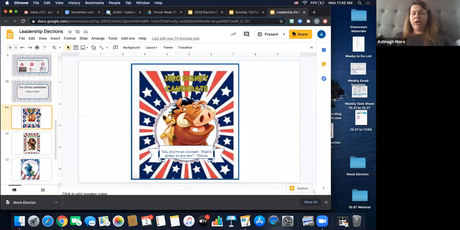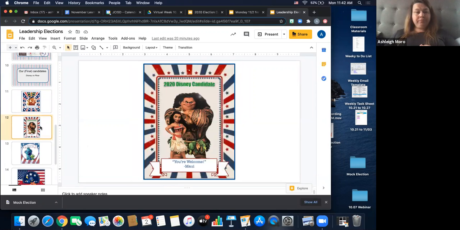We have our 2020 Disney candidate, Timon and Pumbaa, with a motto of, you're an outcast, that's great, so are we. So they're one group that's running for leadership. We have another 2020 Disney candidate for Moana and Maui, with a slogan of, you're welcome. Maybe they'll play their hit song on a campaign commercial. Who knows?